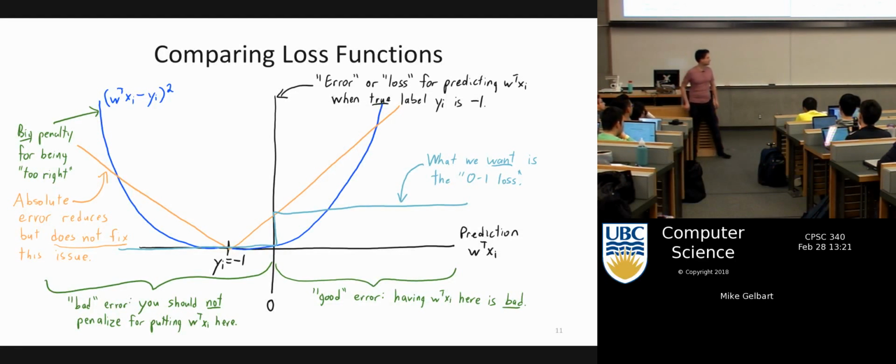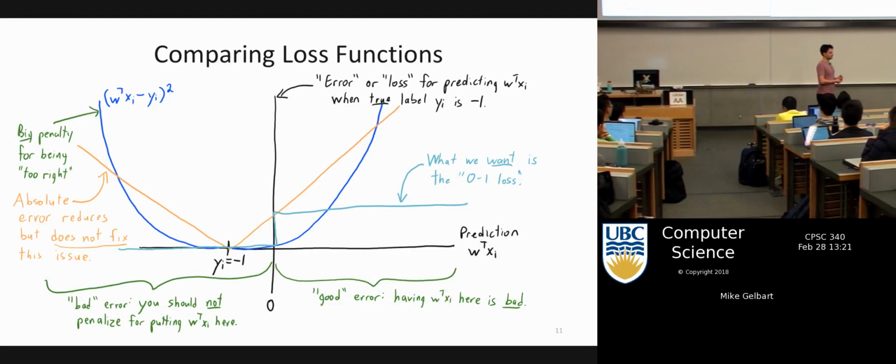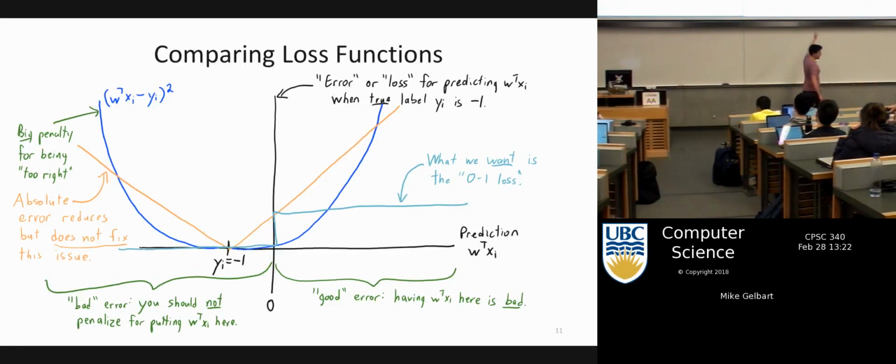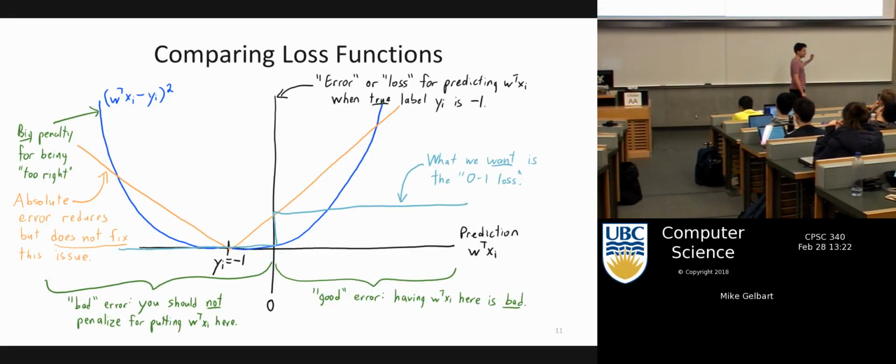Ali: Why does it not jump at y equals -1? Because the way we make predictions is we take the sign of W transpose X. So what we predict changes when we cross 0, not when we cross -1 or +1. Did that answer your question? Yeah.